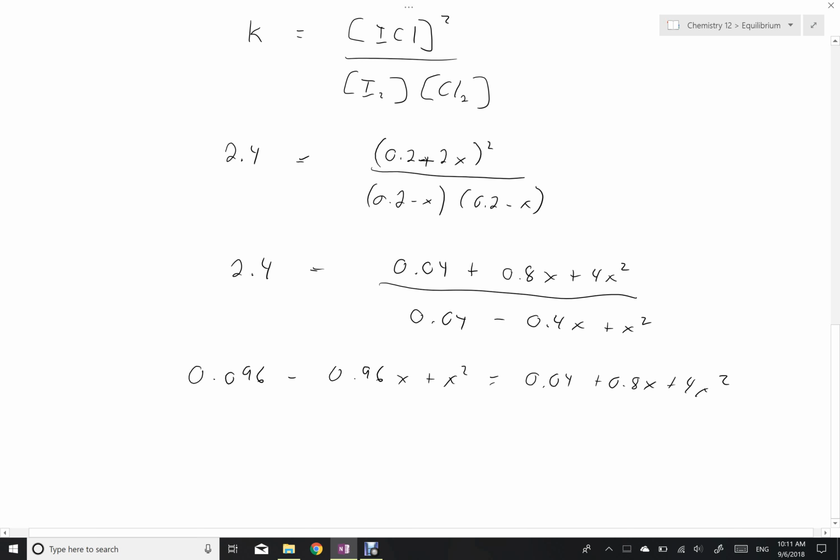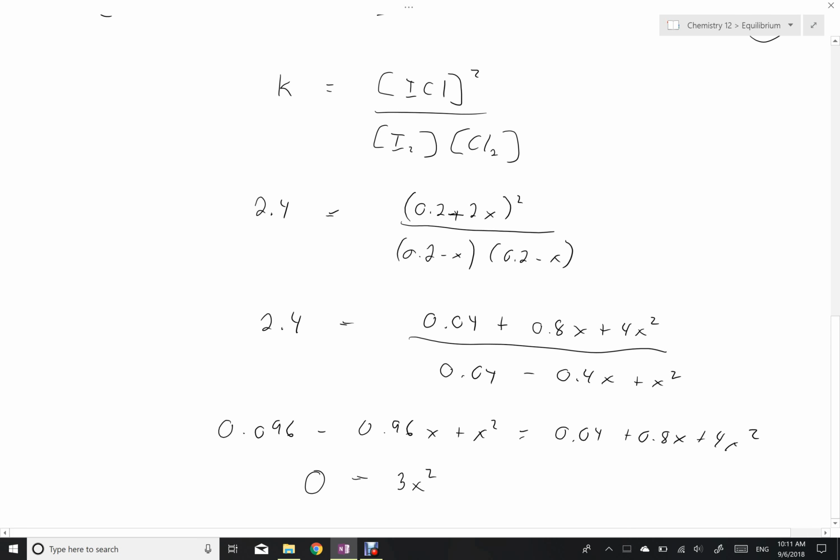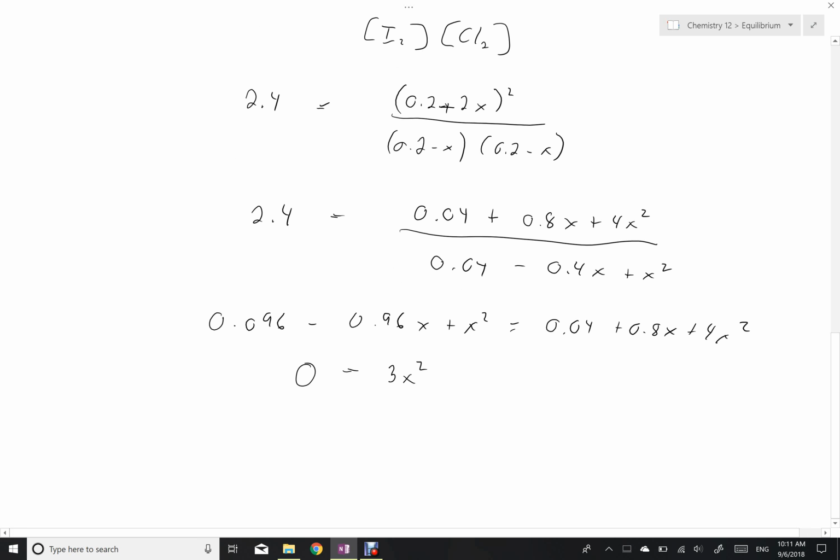Now I'm going to move everybody to the left-hand side, or the right-hand side, it doesn't really matter, so I'm going to get 4x squared minus x squared, so 3x squared, plus 0.8x plus 0.96x, so 0.8 plus 0.96, 1.76x, and then 0.04 times 2.4, yeah, okay, that's right, 0.04 minus 0.096, getting me negative 0.056. That's a decimal place.